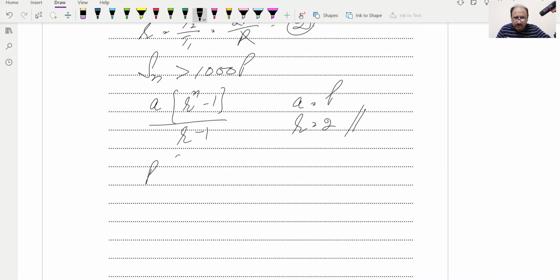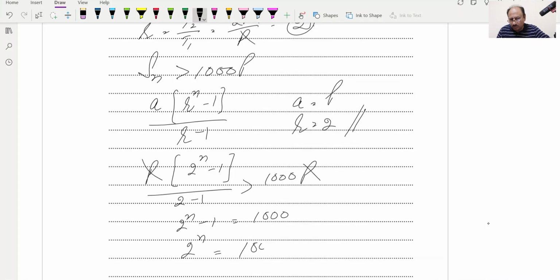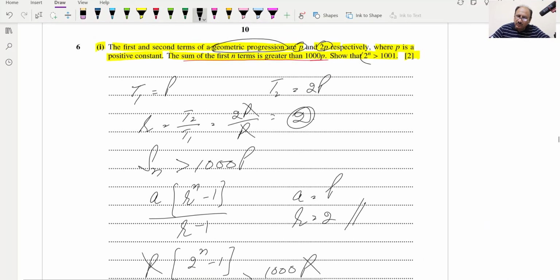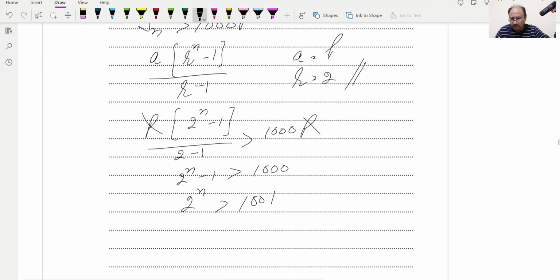This equation will become p into 2 raised to the power n minus 1 over 2 minus 1, and this is greater than 1000p. And further we can simplify. 2 minus 1 will be 1, so p we can cancel from both sides, and we can write 2 raised to n minus 1 is greater than 1000. So 1 we can shift to the other side, so 2 raised to n is greater than 1001. So this is what we needed to prove: 2 raised to n is greater than 1001, which we are done.